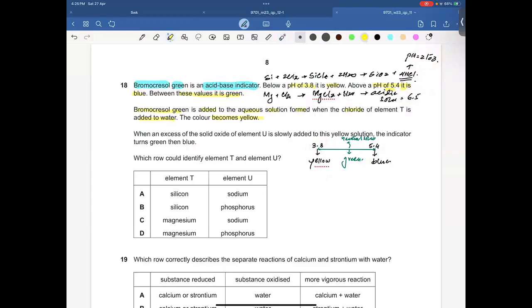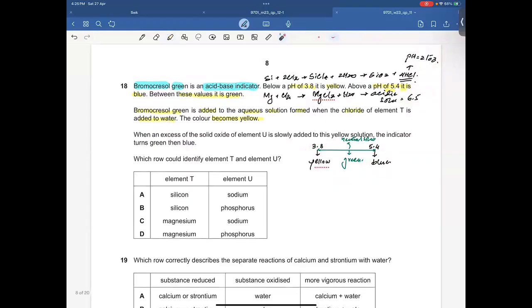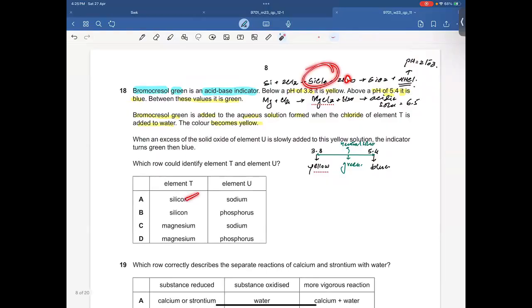If it is yellow, then it means it has to be a strong acidic solution, and that strong acidic solution is obtained through SiCl4, which means silicon could be the right option here in element T. Obviously, magnesium is going to be incorrect because it will give you an acidic solution with pH 6.5, which is not possible, because at this pH, I'll get the blue color, not the yellow one.